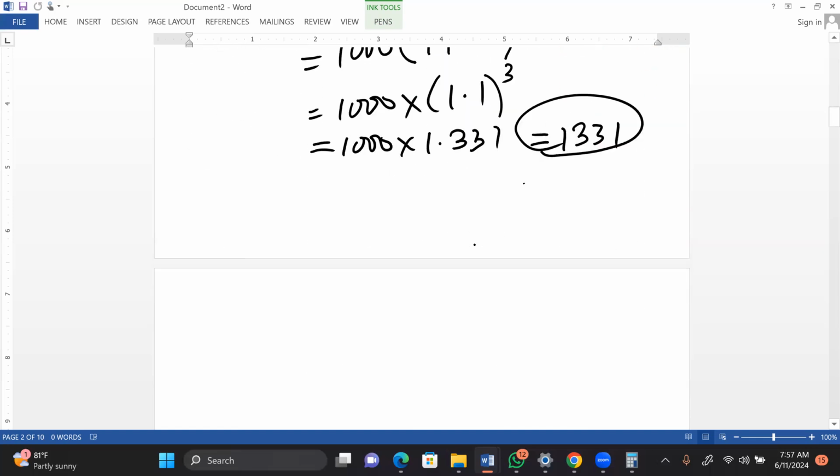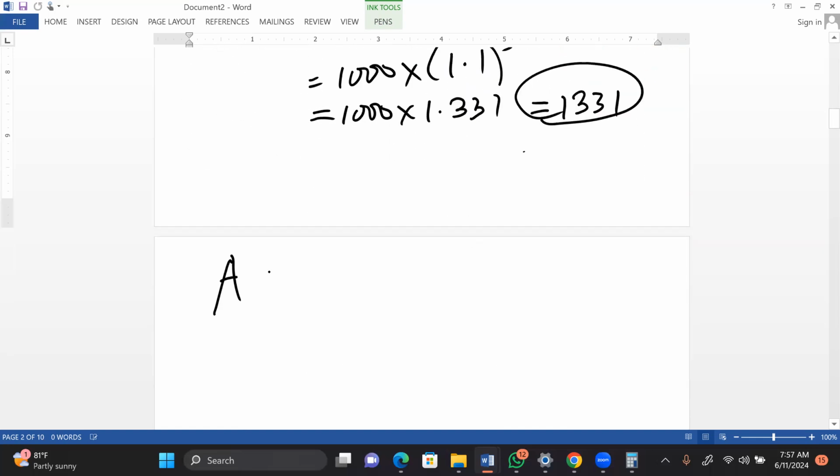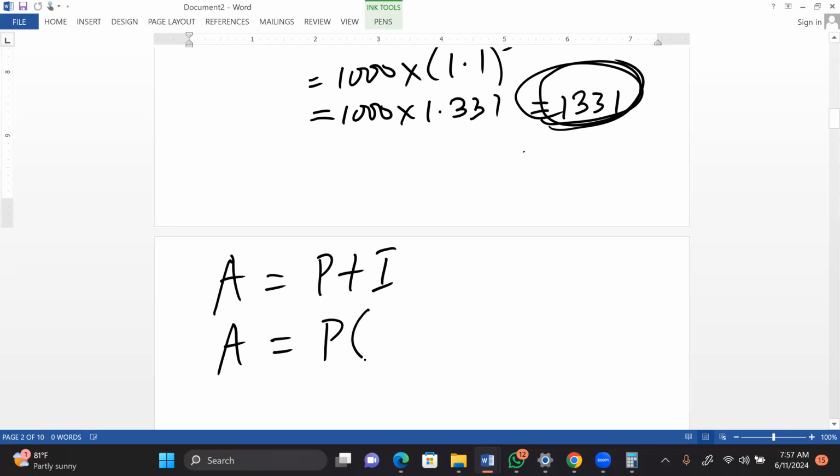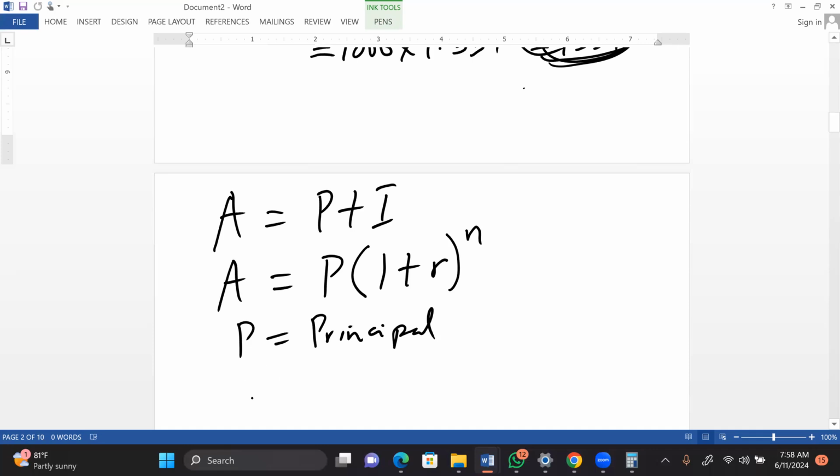So what we have there is the amount. I know ordinarily amount is principal plus interest. So what we got here as this value is amount, not the principal, not the interest. So if you now want to use the formula to get amount, it's going to be principal into brackets 1 plus rate raised by n. Where P is equal to the principal, then R is the interest rate.